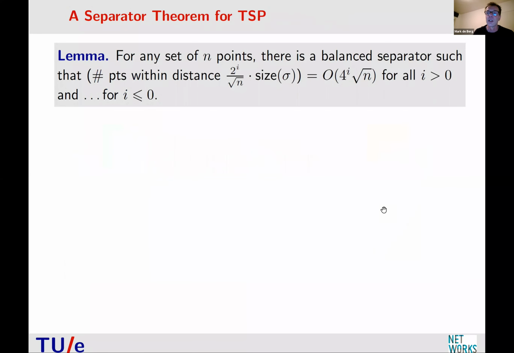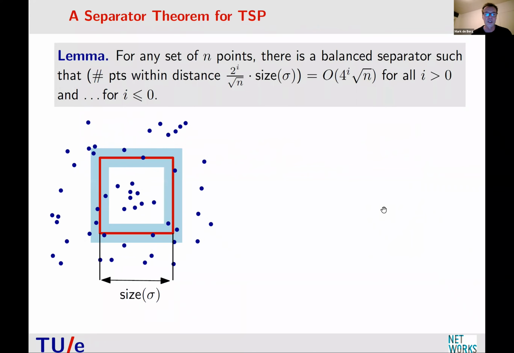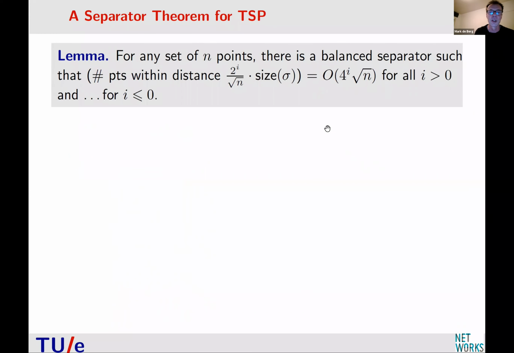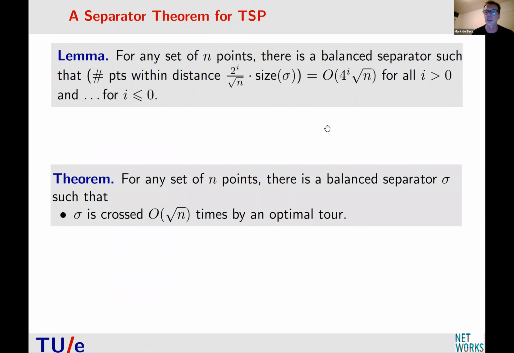Well, what you actually need and can get is something like this, where if I look at this annulus around my separator, then the number of points inside this annulus depends on the width of the annulus. So the number of points at a certain distance is at most something. This turns out to be sufficient and also what we can prove. So using this, we can show that we have a balanced separator that's crossed at most square root of n times.